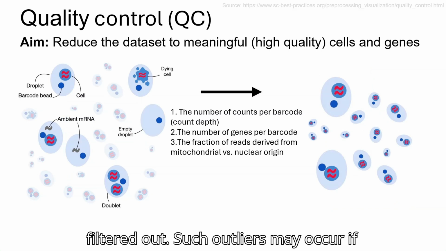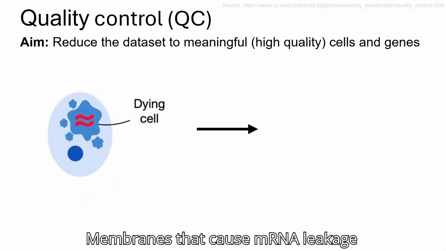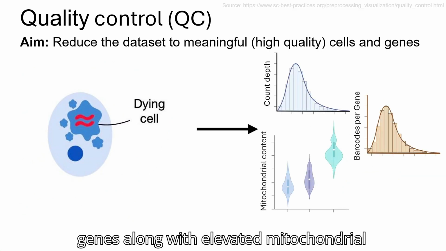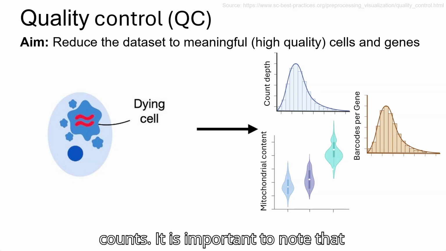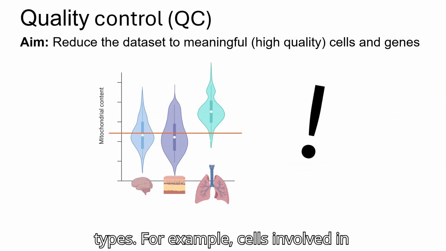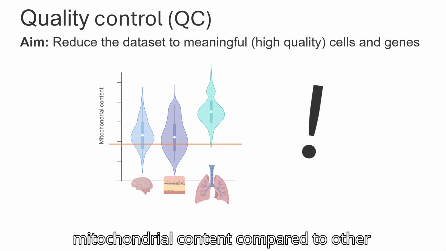Such outliers may occur if a cell is dying, leading to broken membranes that cause mRNA leakage, resulting in low count depth and detected genes, along with elevated mitochondrial counts. It is important to note that these covariates can vary between cell types. For example, cells involved in respiratory processes may have a higher mitochondrial content compared to other cells.